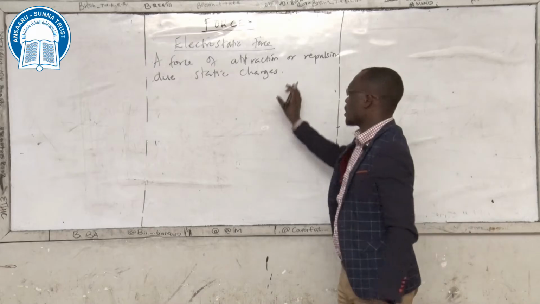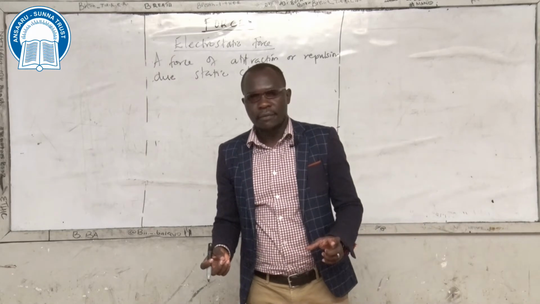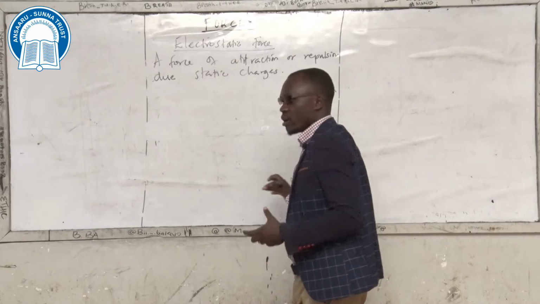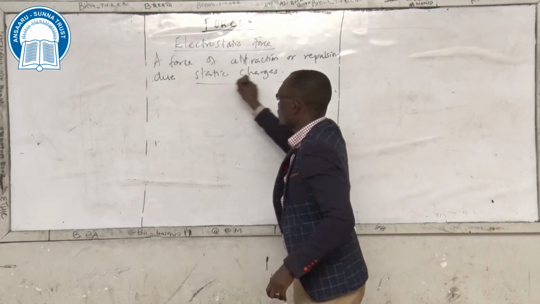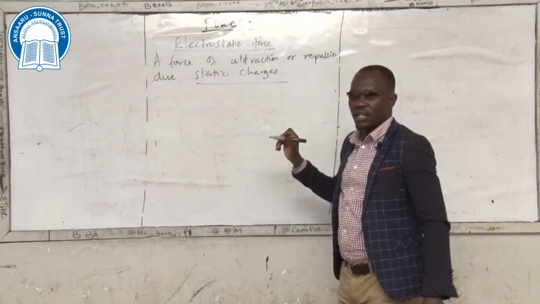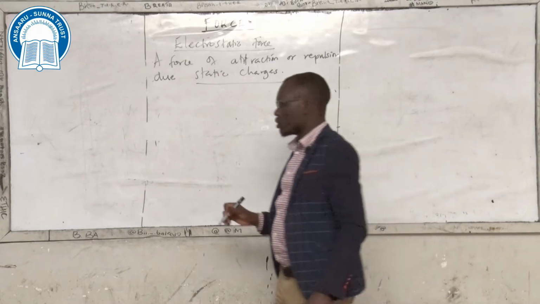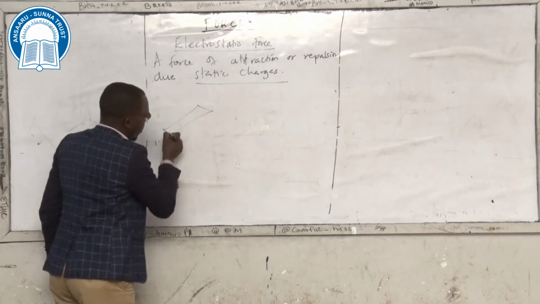We understand what charges are. Charges originate from atoms of a body. So when charges are on a body but are not moving, they are called static charges. And these static charges can cause attraction of a body, and can also cause repulsion. A simple experiment we use to demonstrate electrostatic force is using a plastic pen.